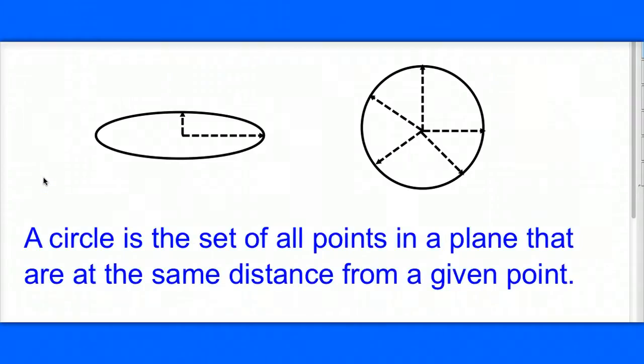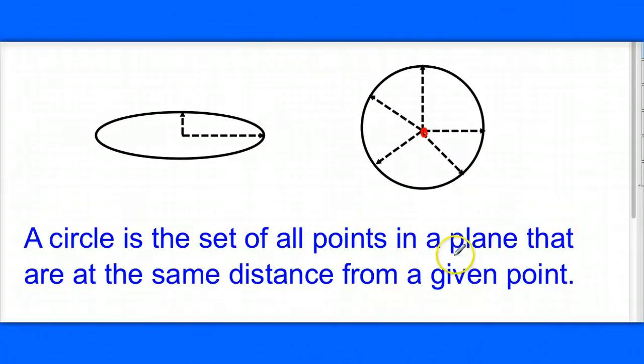Well, a circle is the set of all points in a plane that are at the same distance from a given point. So here our given point would be right here. And so the distance is always the same to any of the points that are on the circle. This distance here we're going to learn is called the radius.